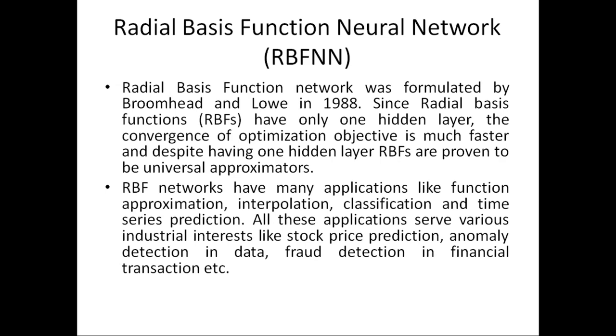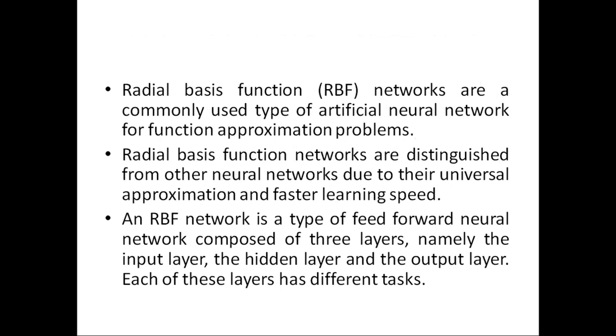Next, these RBF networks have many applications like function approximation, interpolation, classification and time series prediction. So almost everything is covered here. All these applications serve various industrial interests like stock price prediction, anomaly detection in data, fraud detection in financial transactions, etc. So you can understand that nowadays, for most complicated things, we are using this radial basis function. The RBFNN is a commonly used type of artificial neural network for function approximation problems. For approximation problems, mostly we use these ANN-based networks, right?